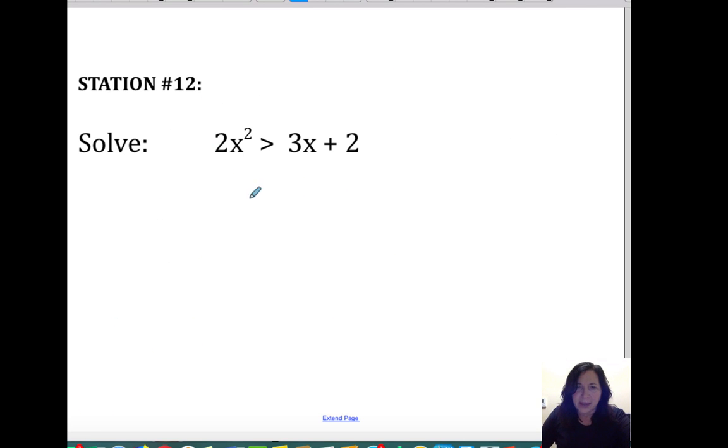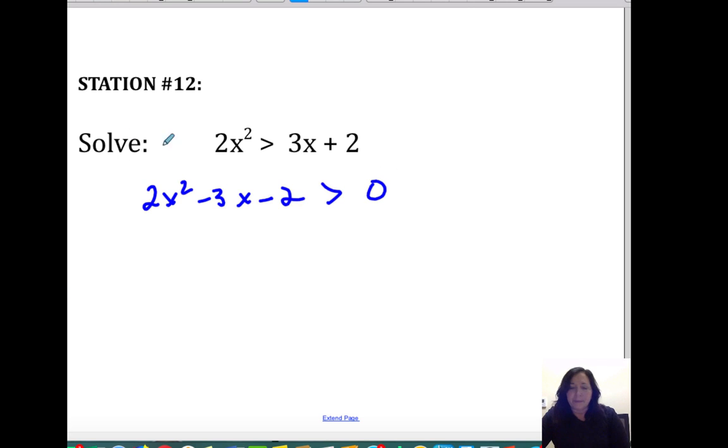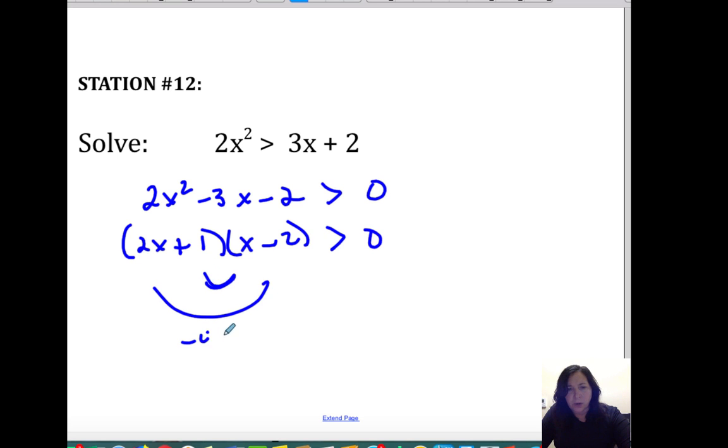And last problem. We have an inequality again. We have 2x squared minus 3x minus 2 is greater than 0. I am going to factor this, and that's going to be 2x plus 1 times x minus 2, greater than 0. Let's check the inside: negative 4x plus x is negative 3x, so that does work. Now we're done factoring, so we're going to make my sign pattern testing.